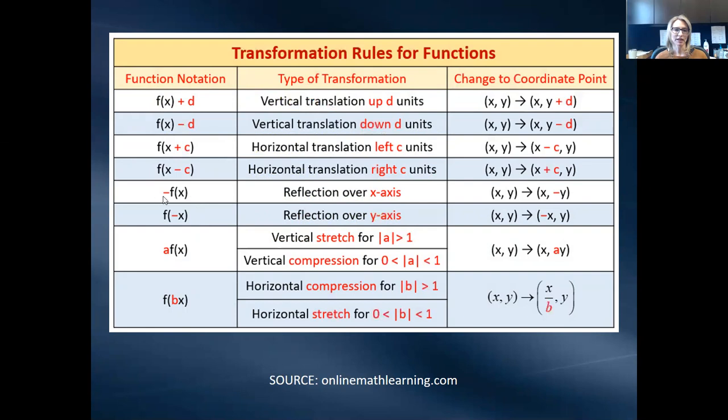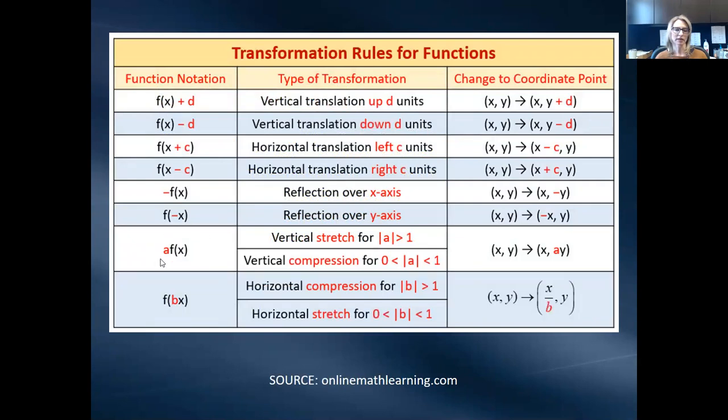Now, if you have a negative f of x, that reflects it over the x-axis. So it'd go from being up in the top to down in the bottom. It would reflect it over the x-axis. If you have f of negative x, it reflects it over the y-axis.